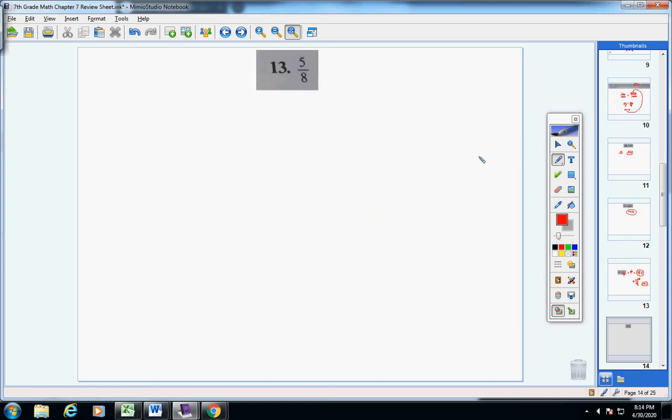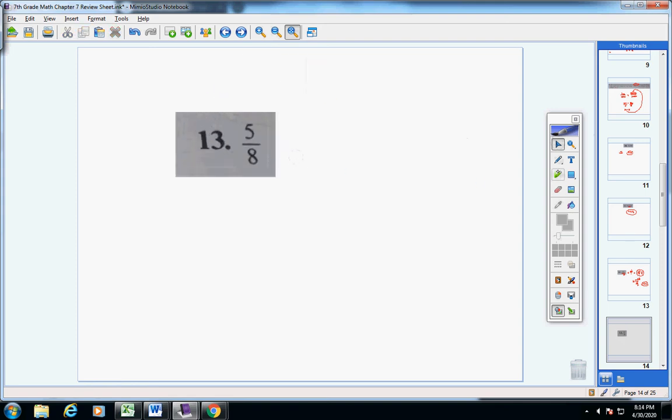Number 13 is a fraction. So, how do you change a fraction to a percent? You multiply it by 100 over 1. 4 goes into both these numbers. 4 goes into 8 twice. 4 goes into 100 25 times. 5 times 25 is 125. 2 times 1 is 2. So there's your percent. But guys, on your test, I don't want you to leave your percents in improper fractions.